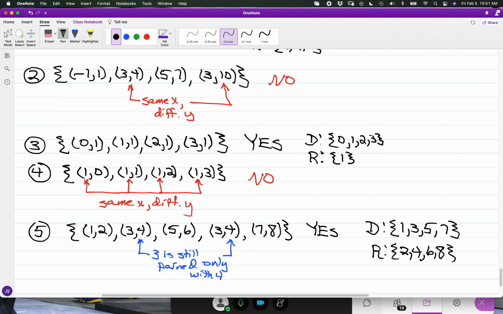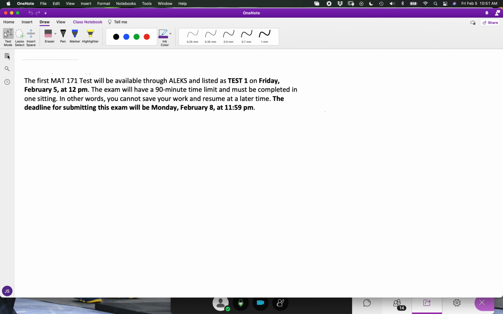As for the first test, this will be available later today at 12. And again, there will be a 90-minute time limit, and it must be completed in one sitting. So just be where you will be uninterrupted for 90 minutes, or however much time you need. And once again, the deadline for submitting this exam will be Monday evening at 11:59 p.m.